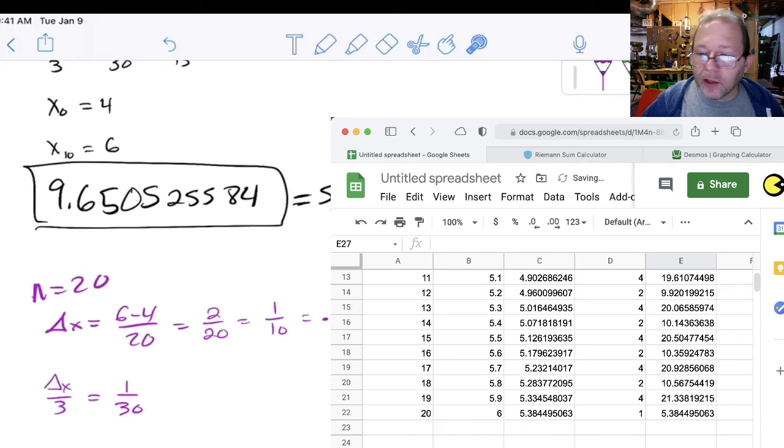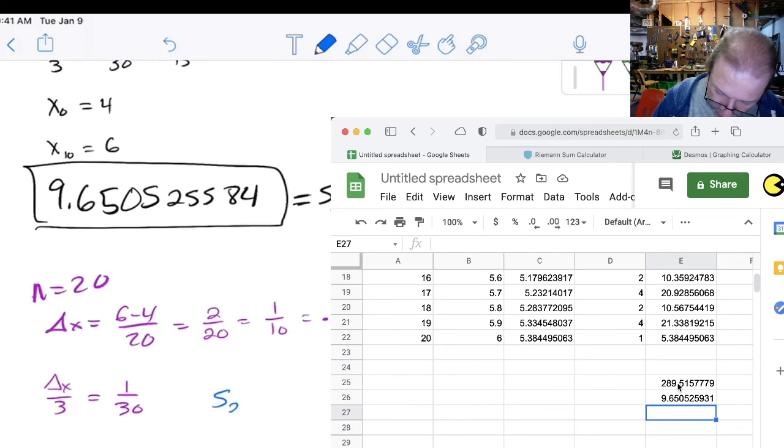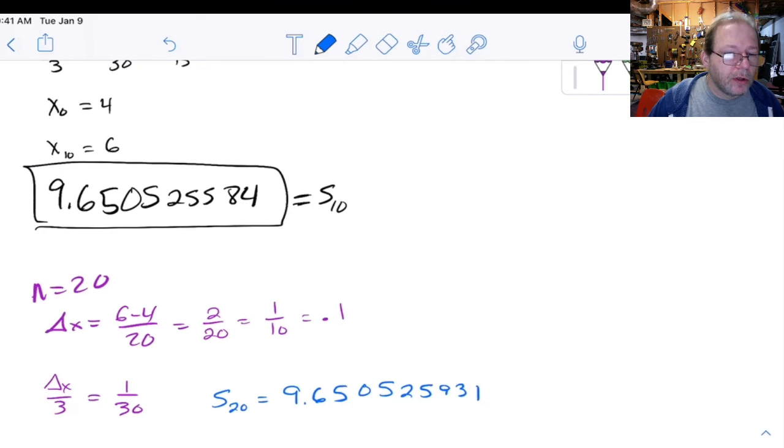I'm sorry, you can't see that. Let me scroll down. Yeah. So on that, I get 9.65. So let's see, this is S20, 9.650525931. So if you compare these two approximations, they're both good. I mean, 9.650525, and then they differ after that. Chances are that would be plenty of significant figures for you.